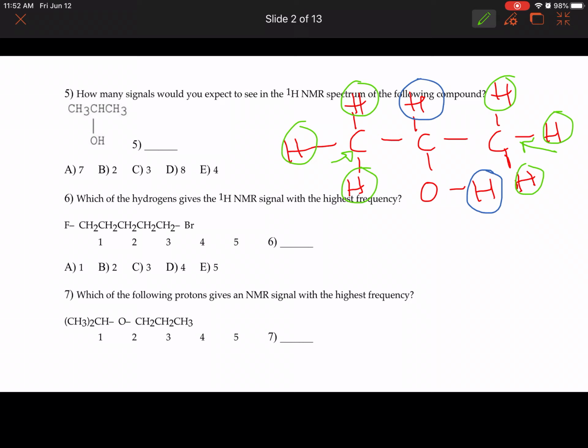Okay. And number 6, which of the hydrogens give proton NMR with the highest frequency? Remember, highest frequency would be given if the hydrogens are more deshielded. Hydrogen would be more deshielded if it is next to an electron withdrawing atom. Between fluorine and bromine, which one is more electronegative? Bromine? Did you say bromine? No, it's not bromine. It's fluorine.